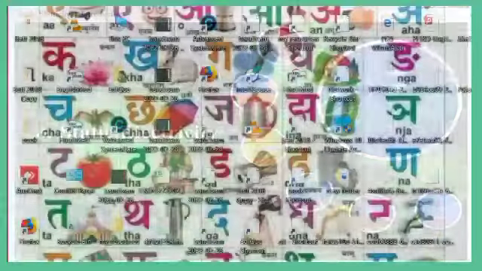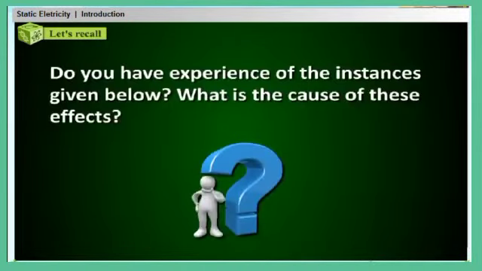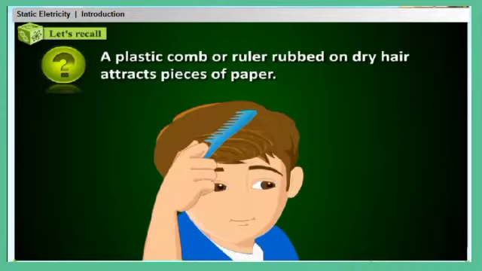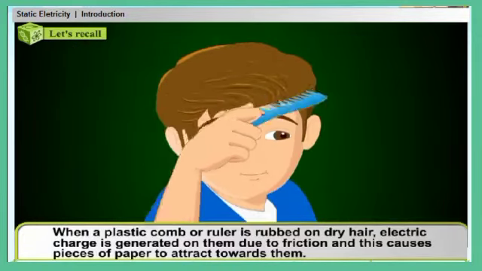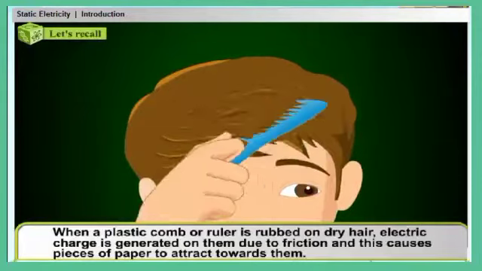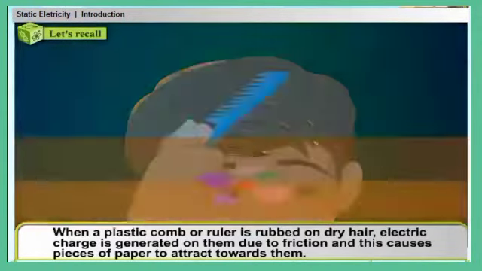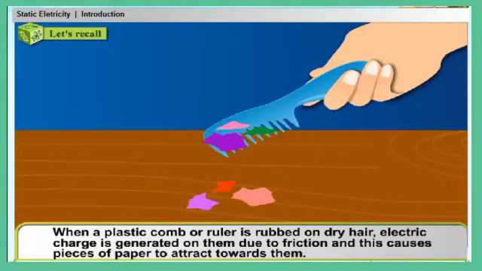Static electricity. Let's recall. Do you have experience of the instances given below? What is the cause of these effects? 1. A plastic comb or ruler rubbed on dry hair attracts pieces of paper. When a plastic comb or ruler is rubbed on dry hair, electric charge is generated on them due to friction, and this causes pieces of paper to attract towards them.